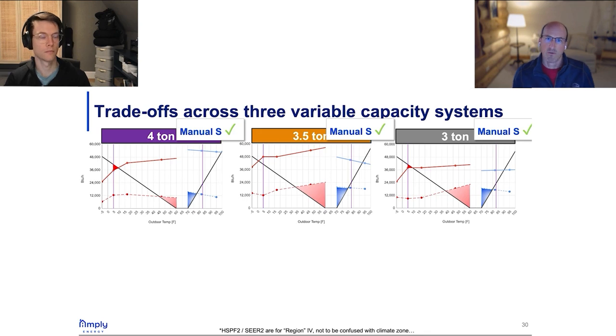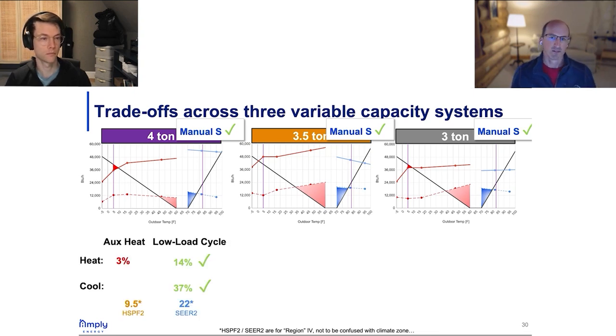This gives you a sense of how relatively wide these guardrails are, and also just how important it is to really look at the data as opposed to just rely on the labels for equipment. But what is quite different across these 4 different units are these other factors we've been talking about. So how much auxiliary heat you need, like how many hours a year, and how much of the year will you be spending doing low load cycling, both heating and cooling.